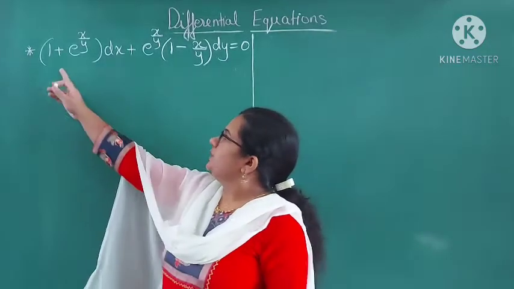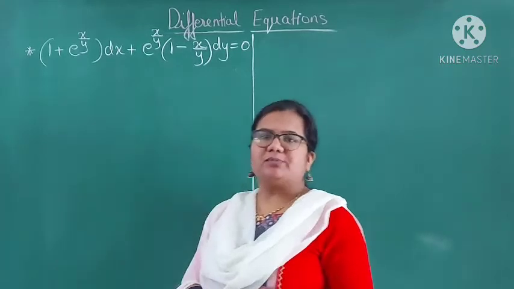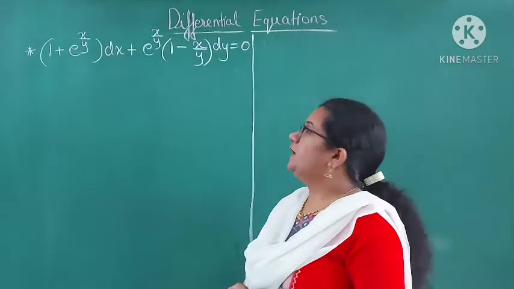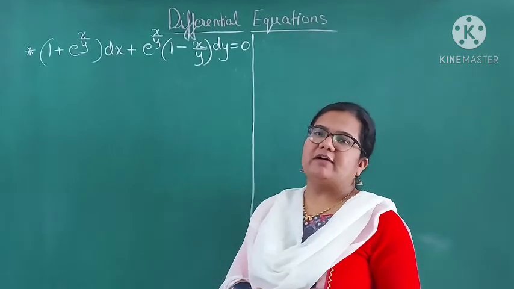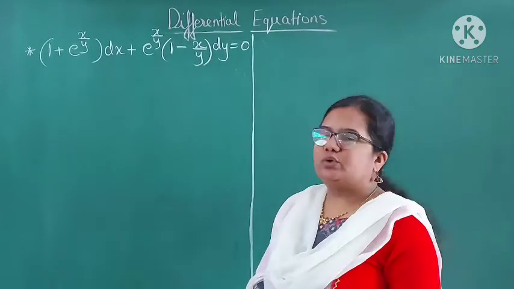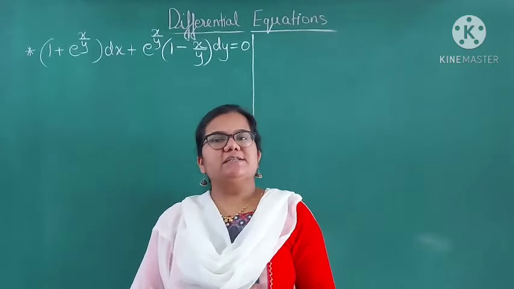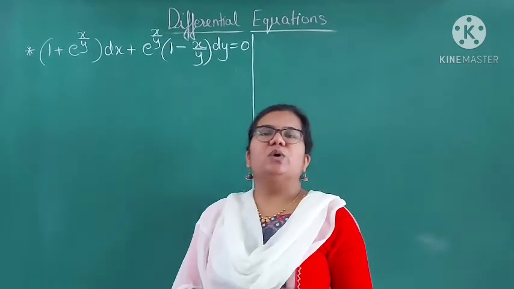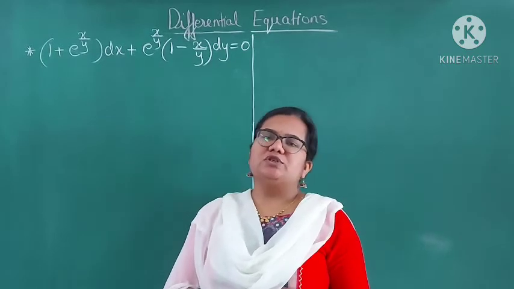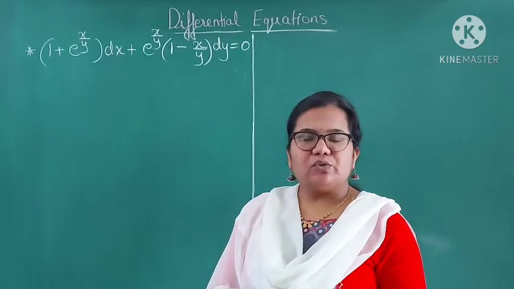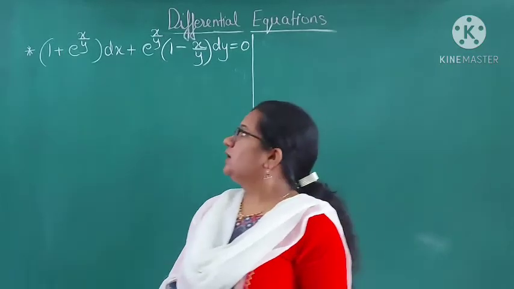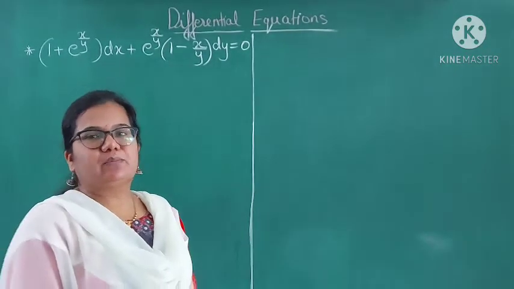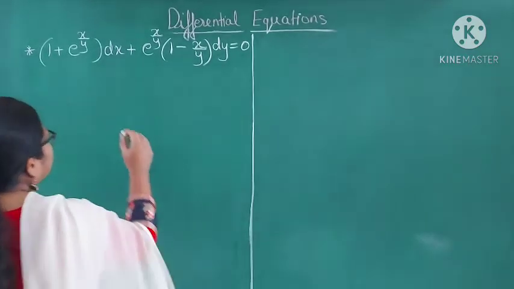The next example is 1 plus e raised to x upon y dx plus e raised to x upon y into 1 minus x upon y dy is equal to 0. Now again in this example you can see the ratio of x upon y. So clearly what will be the substitution? The substitution will be x equal to v into y. So what we have to do? We have to convert the given equation in the form of dx upon dy. So let us start doing that.